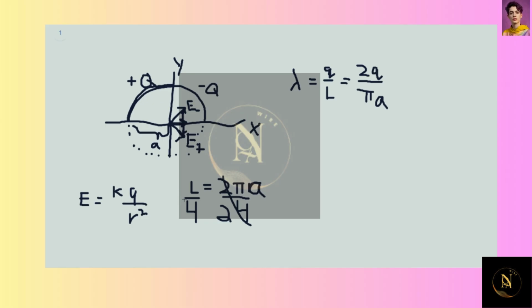Yeah, I wrote this incorrectly. This is not L divided by 4. This would be L equals C divided by 4, right? Circumference divided by 4. So L is the length of one arc, half of the arc.